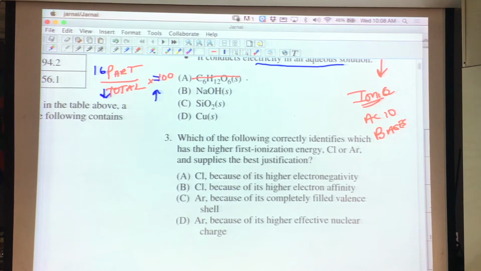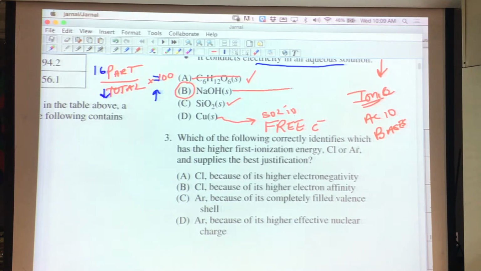This is a molecular compound. This silicon dioxide is a network solid. Okay, it's a metalloid bound to a non-metal that keeps going. It's sand. Okay, copper conducts electricity as a solid and aqueous, because it has free electrons that can move. They have mobile electrons. So B is the answer.